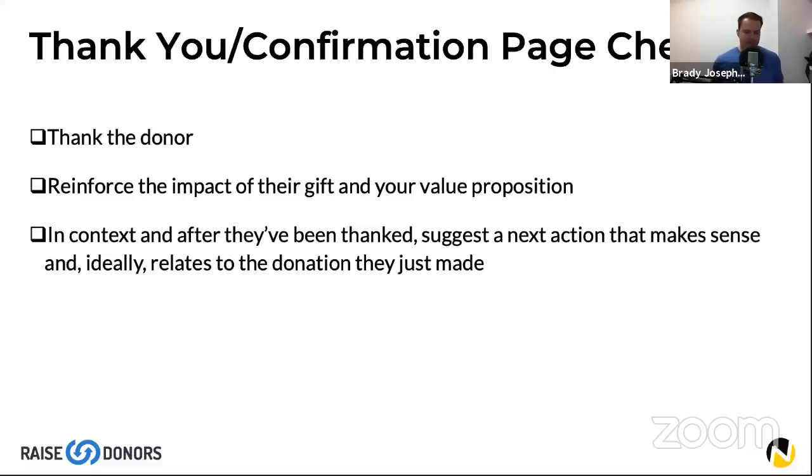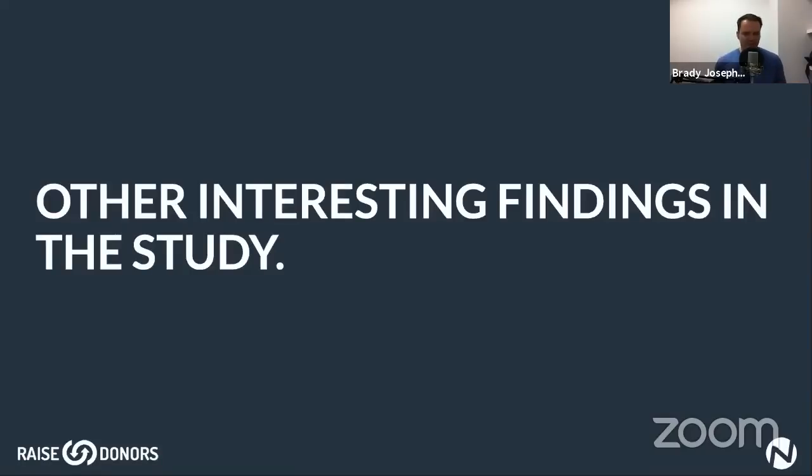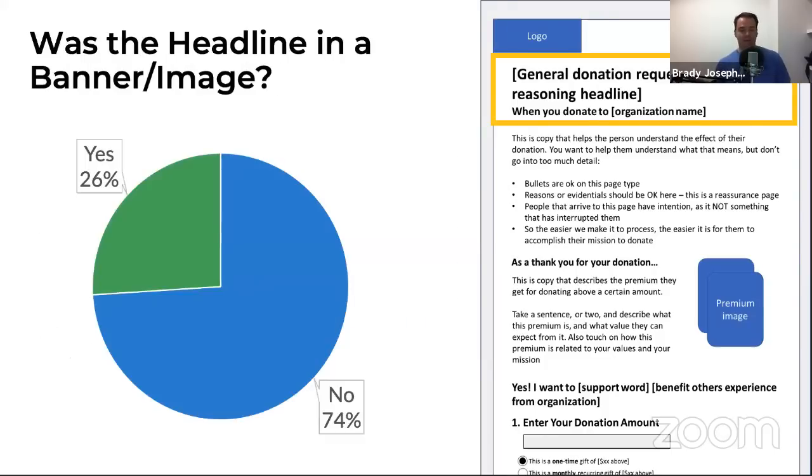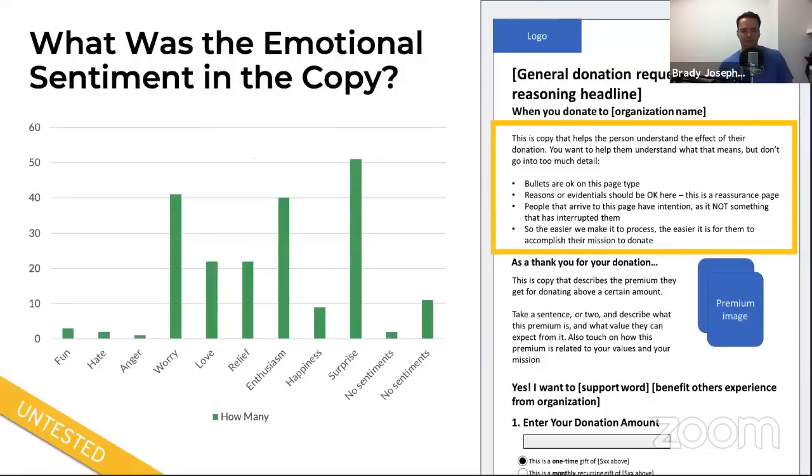So we're kind of running out of time. I just want to highlight a few other interesting things in the study that you can get when it's done and downloaded. Some things that we looked at, like what language did they use in the headline? Almost a quarter of organizations used donate. Some used thank you. Some talked about the impact. Some had no headline. Was it in an image or not? We've seen banner blindness, where text in images or in banner images often doesn't get read. And if the headline's crucial, maybe it shouldn't be in there. So a quarter of organizations are doing that.